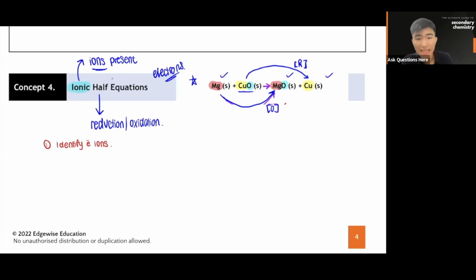Okay, let's identify the ions in both the reactants and the products. Now, how do I do this? Very simply, let's look at stuff that are ionic in the reaction. Now, can you tell me, I give you an option, 1 or 2, which one, magnesium or CuO, is ionic? Can you comment in the chat box?